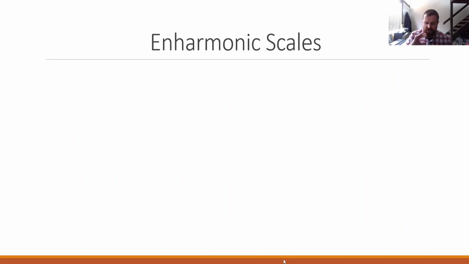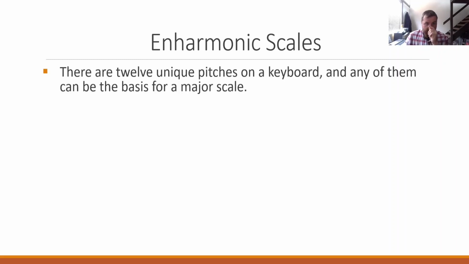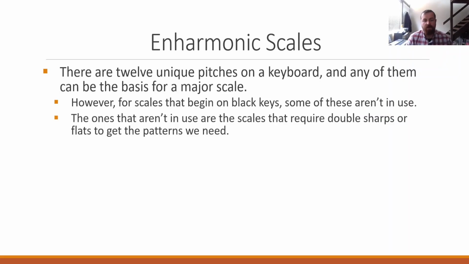So before we get into the main topic of today's talk, which is all about key signatures, which are a kind of form of shorthand that relate to our major scales, let's talk first about enharmonic scales. There are 12 unique pitches on a keyboard, and any of them can be the basis of a major scale. However, for scales that begin on black keys, some of these aren't in use.